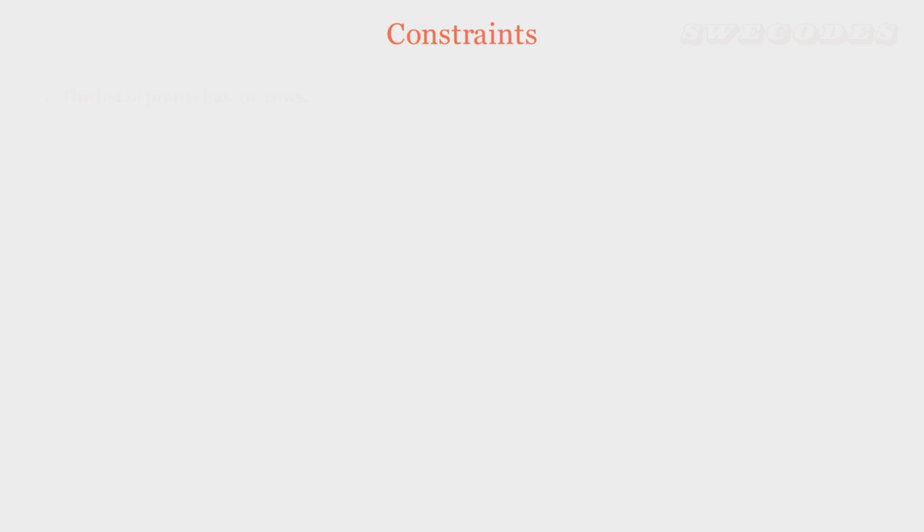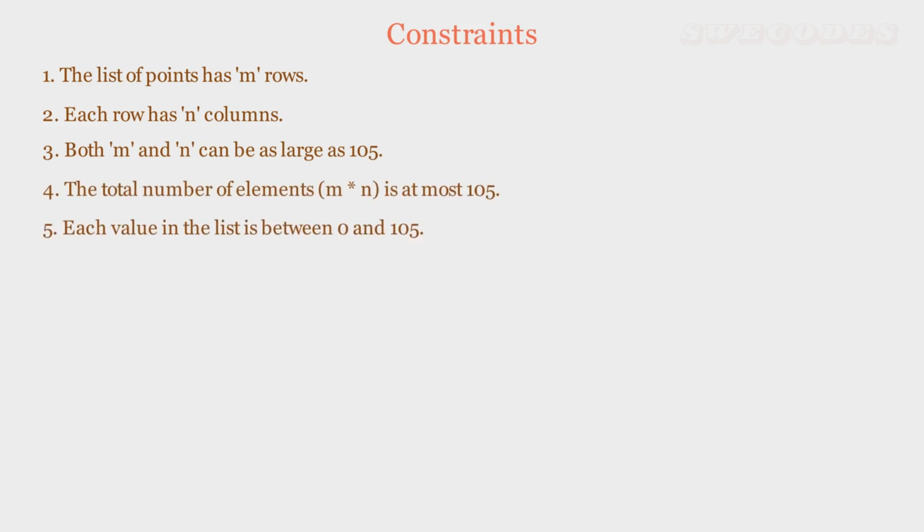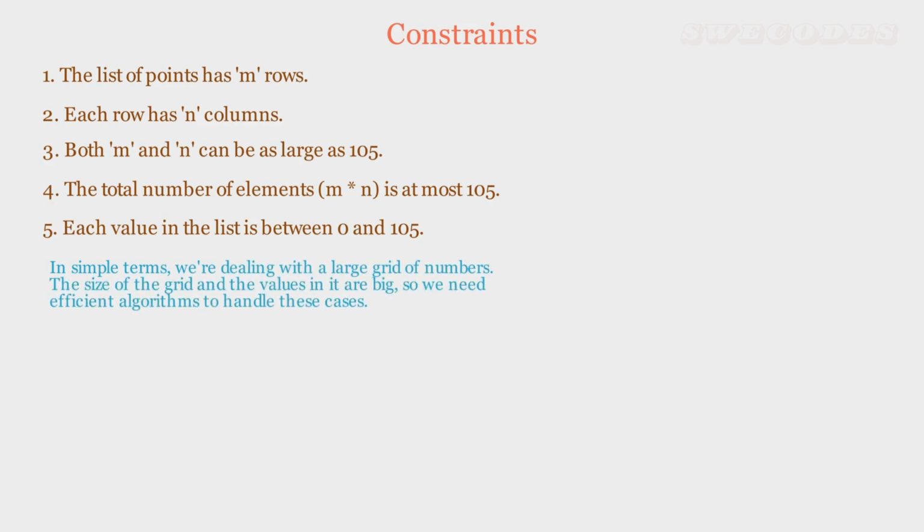Here are the constraints you need to keep in mind while solving this problem. The grid has m rows and n columns. Both can be as large as 10 to the power of 5, meaning the grid could have up to 10 million elements. Each value in the grid is between 0 and 10 to the power of 5, so we're dealing with large numbers and a massive grid. In simpler terms, this problem involves a large grid with big numbers. We need an efficient algorithm to handle these extreme cases effectively. Now that we understand the problem and its constraints, let's start working on the solution.